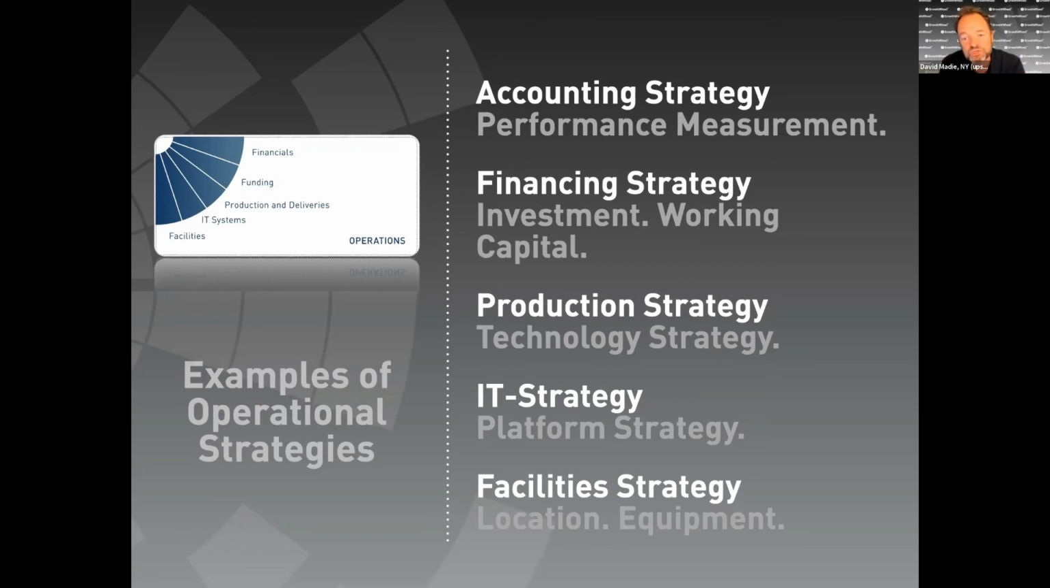Production strategy is about your technology. Should you upgrade your existing technology? It may be a production technology, it may be a software technology. And of course, your facilities. Where are your locations? What is your equipment? What are your retail outlets or virtual offices or whatever your facilities are? So there you have it. 20 different focus area strategies.